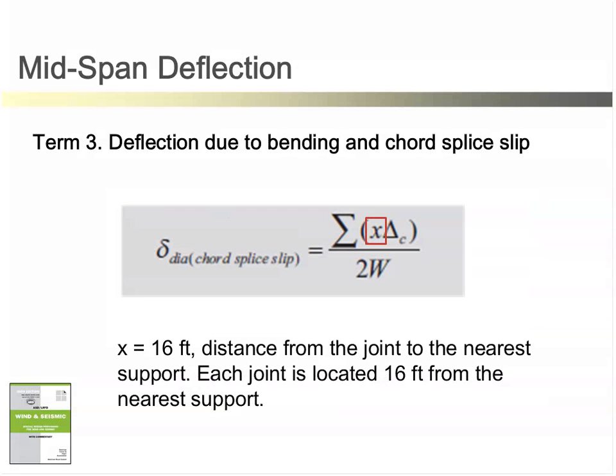Then we're going to look at the third term of the equation. It has a couple of different parts here. In earlier versions of the standard, even in this version, finding these values was a bit tricky. We'd get calls from folks wondering where some of these values came from for this part of the equation for chord splice slip. X is pretty easy, as we defined earlier. That's the distance from the joint to the nearest support. And in this case, each joint is 16 feet from the nearest shear wall at the ends of the diaphragm.